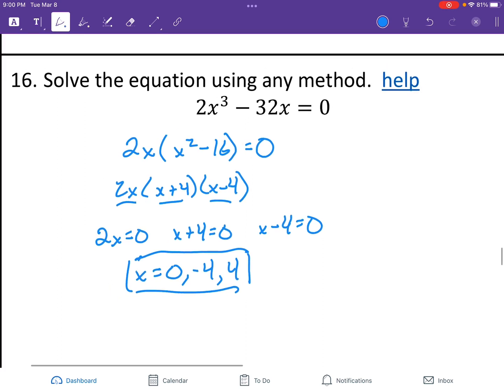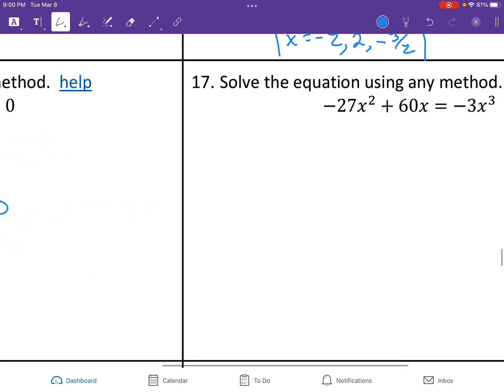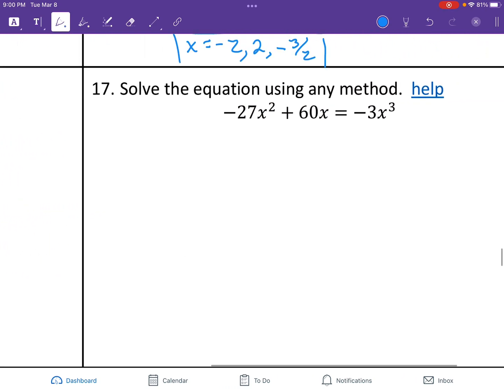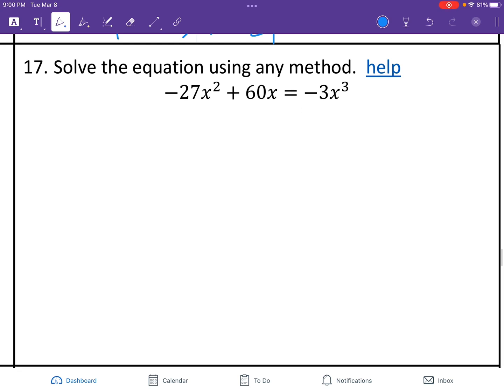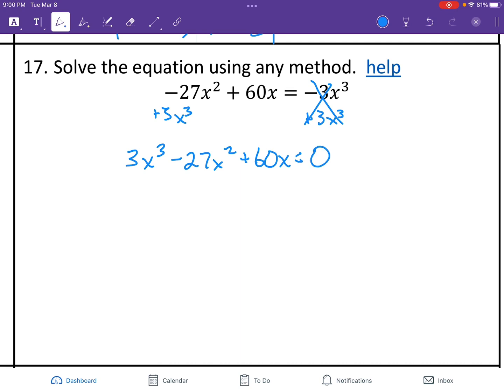All right. Number 17. In this case, I have to get all the stuff on one side of the equation. I'm going to add 3x to the third to the left. That can't be combined with any of the other terms, so I'm just going to rewrite it out. So 3x to the third goes first because it has the biggest exponent. Minus 27x squared plus 60x equals 0.